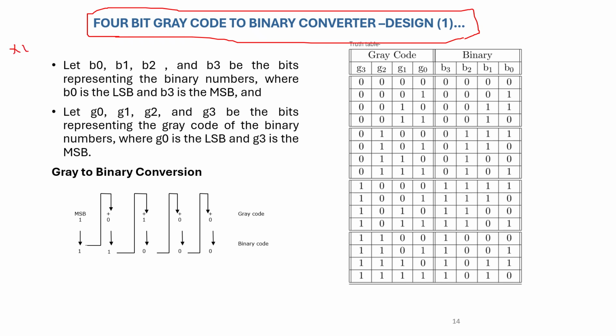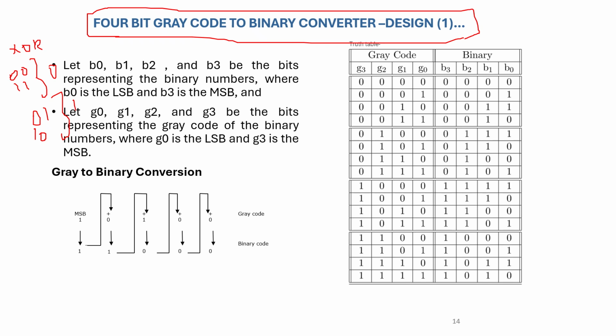The same one: when the inputs are 0 0, or when the inputs are 1 1, the output is 0. When the input is 0 1 or 1 0, in that combination the output will be 1. The same table we are going to use for gray to binary conversion, but the process is different.